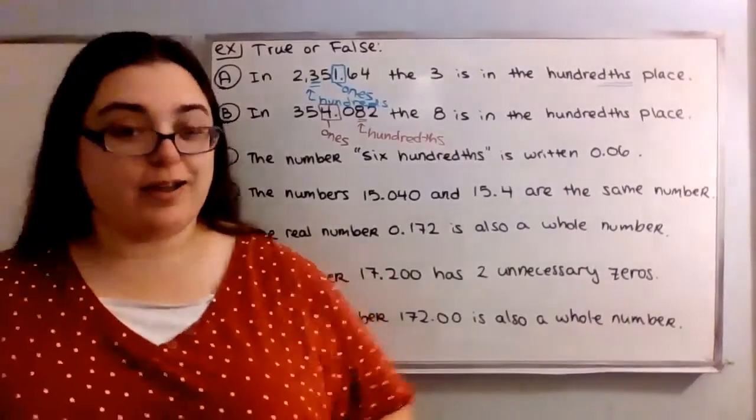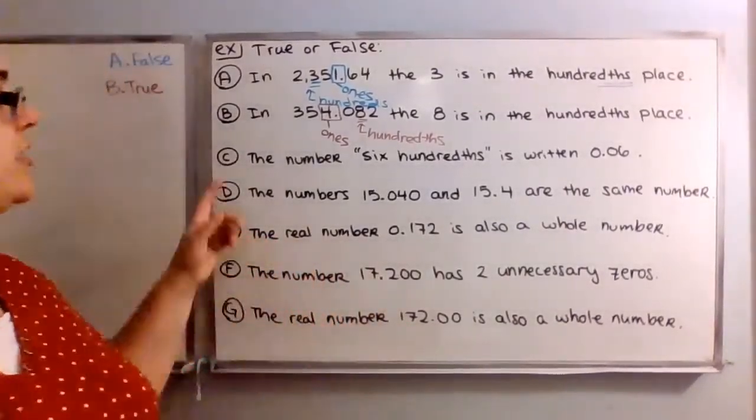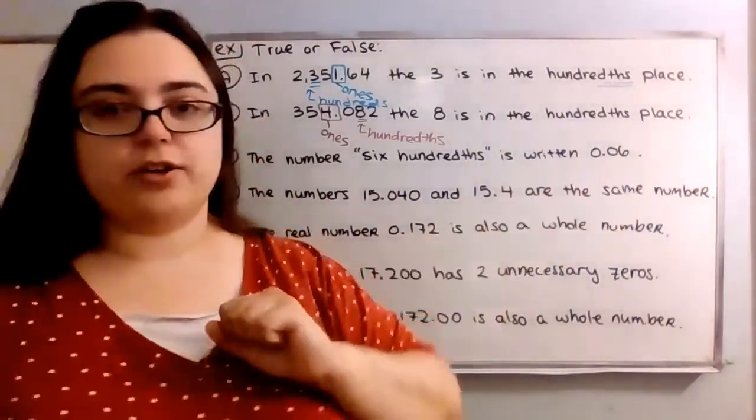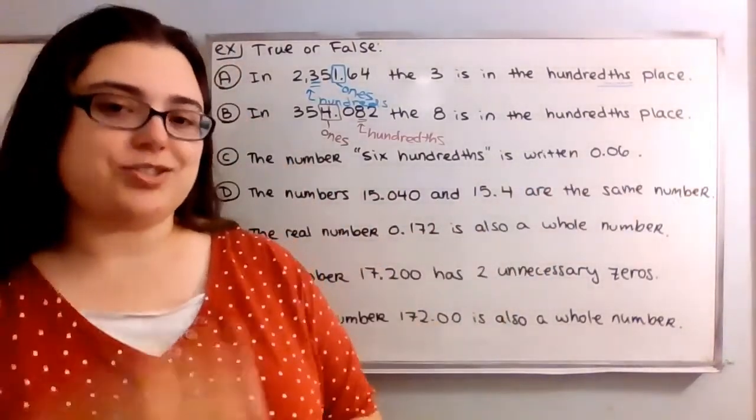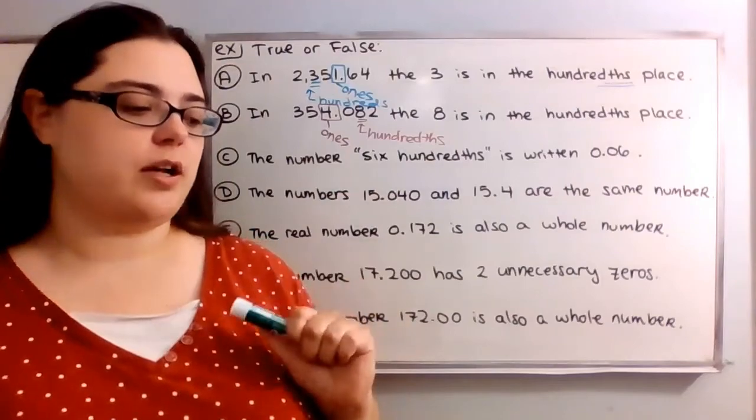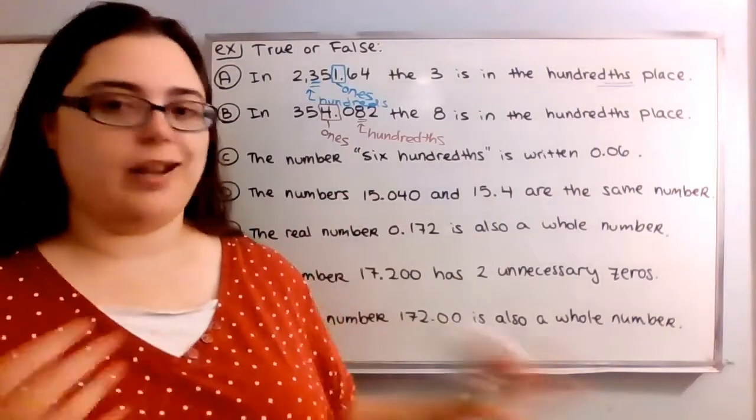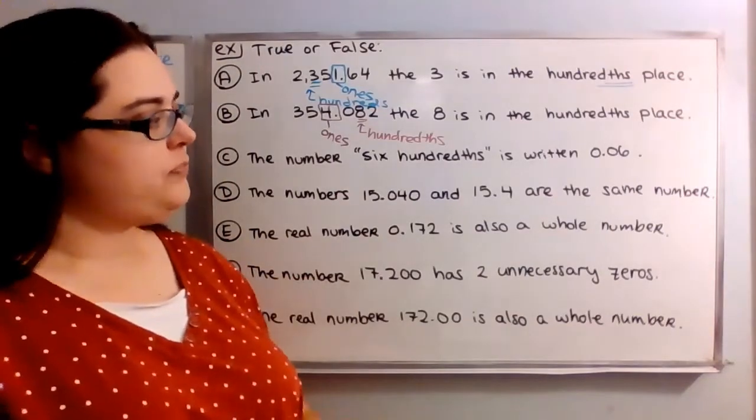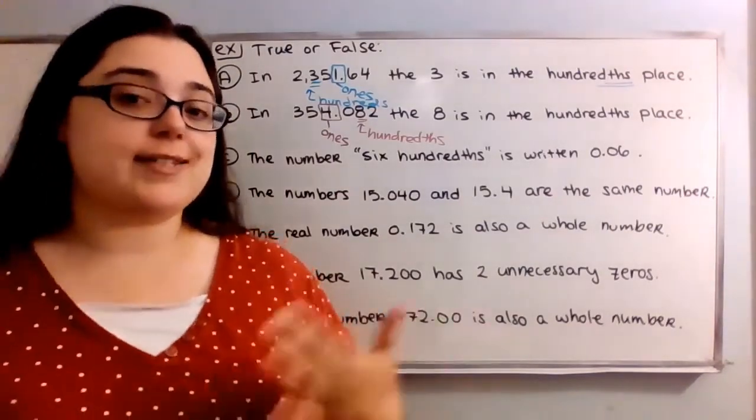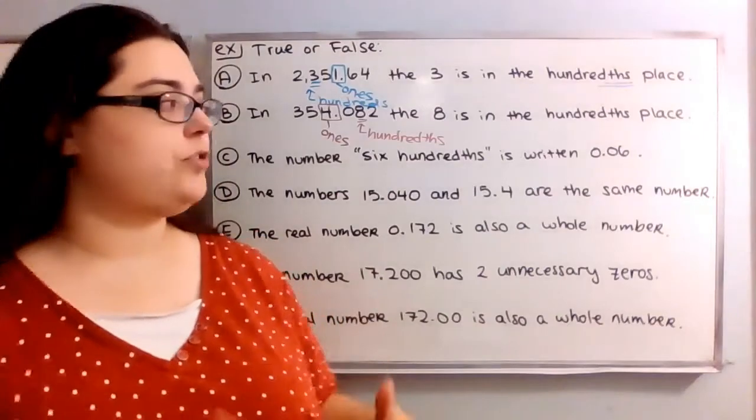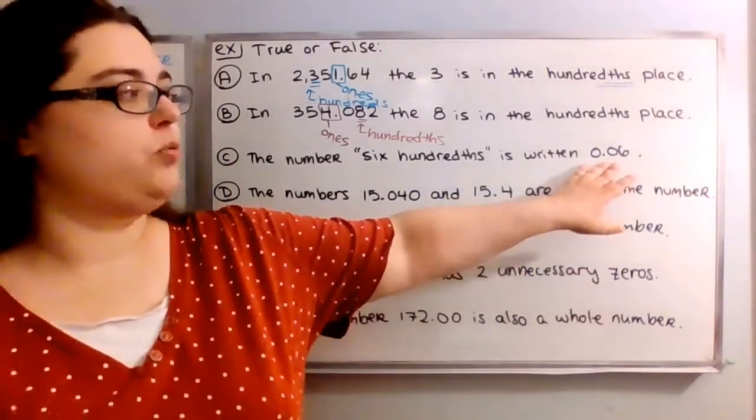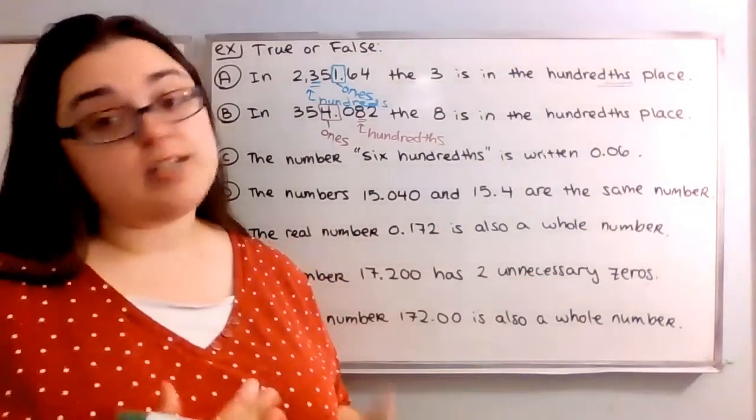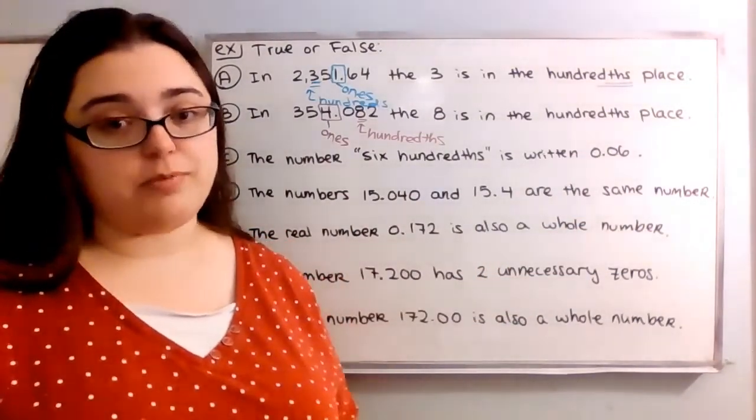Let's take a look now at part C. So it says the number 600ths is written 0.06. So this one is trying to help us figure out whether our decimal and word matches up. To work through this one, think about what is easier for you. Is it easier for you to go from decimal form into words or from words into decimal form? And use that direction to help guide you in solving this problem.